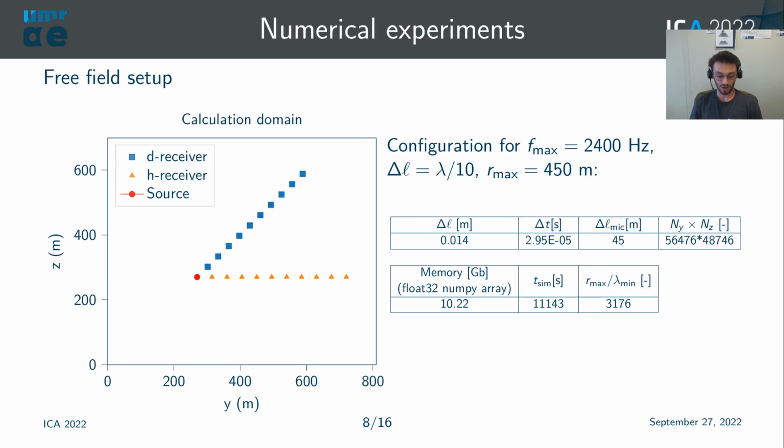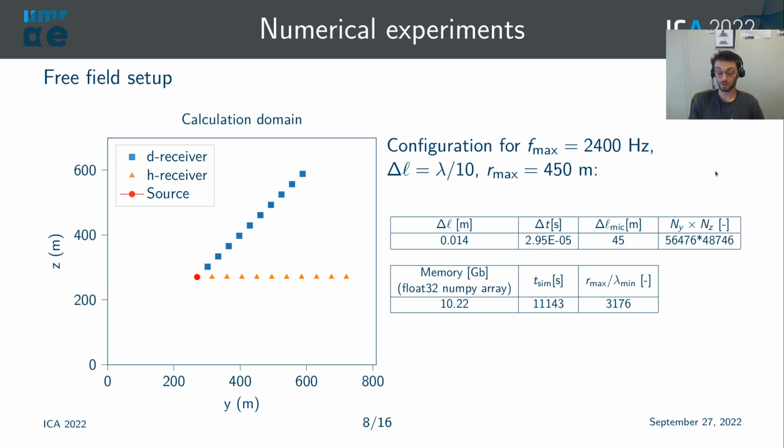To assess this effect, we did two numerical experiments. The first one is in free field. So we had two lines of microphones, the first one horizontal and the other one diagonal. And you can see on the specification that this is made for sources with a maximal frequency of 2400 Hz and 10 points per wavelength at this frequency, and the maximal radius from the source is 450 meters.